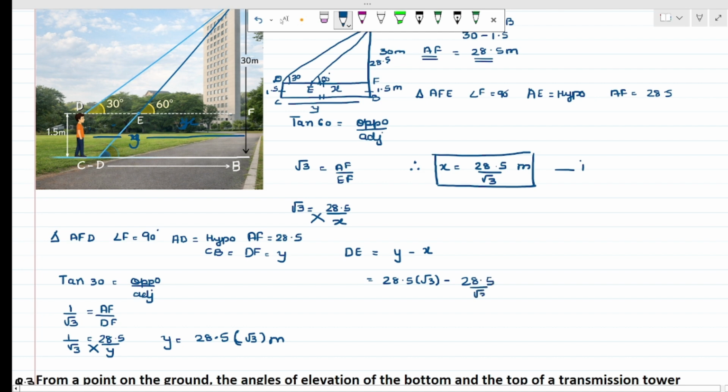28.5 upon under root 3. Now, as you can see clearly over here, my denominator is under root 3, I need to first take the LCM and rationalize, we need to make our denominators the same. So 1 is getting multiplied by root 3, and whatever you do in your denominator, you need to do the same thing in your numerator as well. So what answer will you get? 28.5 root 3 into root 3, you will get 3, minus 28.5 upon under root 3. Okay. So now 28.5 into 3. What will be the answer?